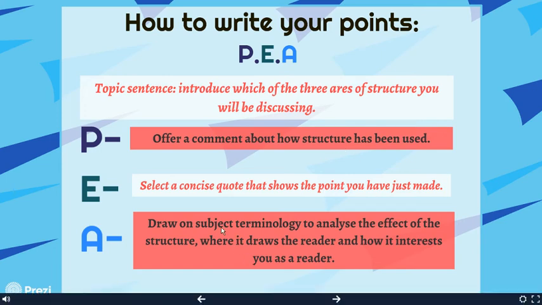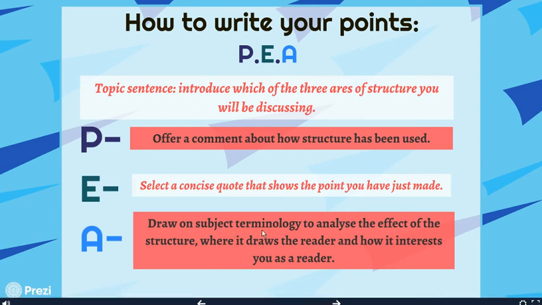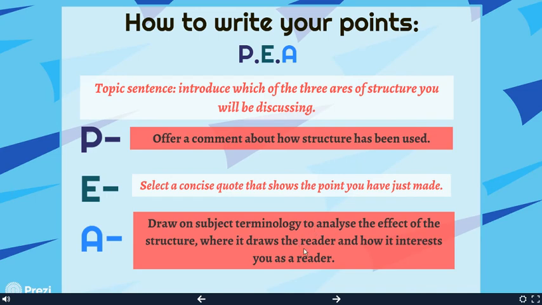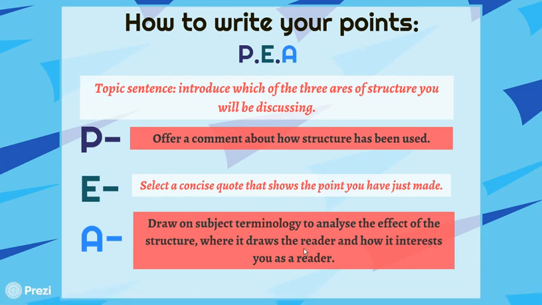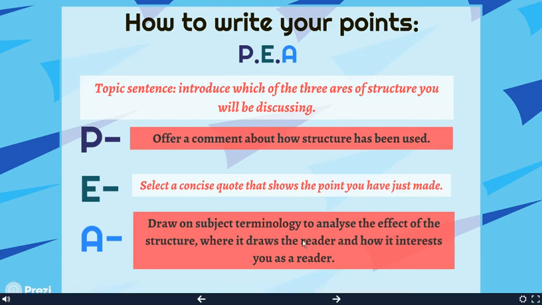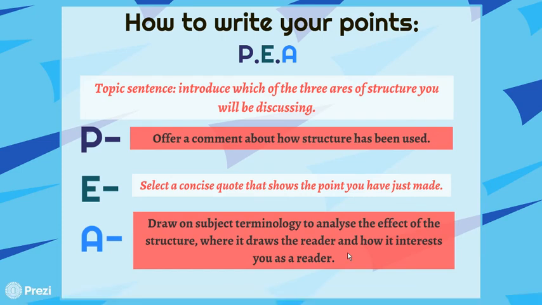And then we're into the analysis. So here is where you're going to need to use your subject terminology. Subject terminology in this question is everything that we've already covered, so things like motifs or semantic fields, etc. And this is where you're going to really need to analyse the effect of the structure. So where is the reader being drawn to? How does it interest you as a reader? Generally, how does it affect us as a reader, and how we understand the extract, well, the source that's been put in front of us.